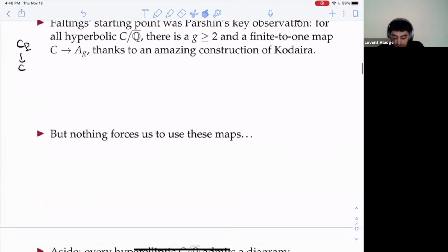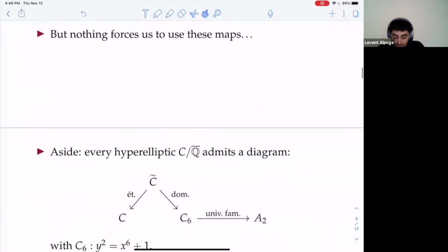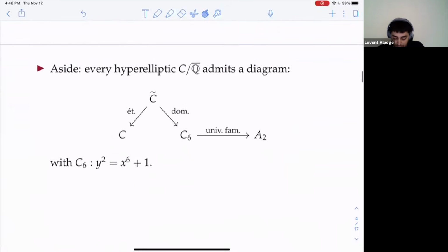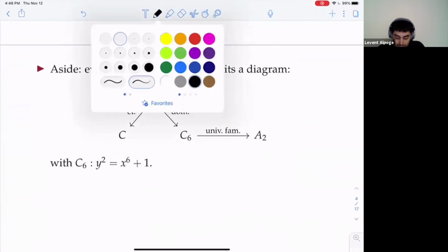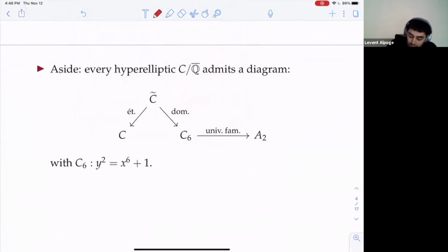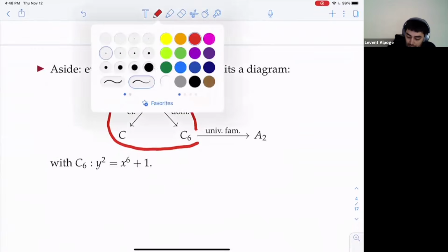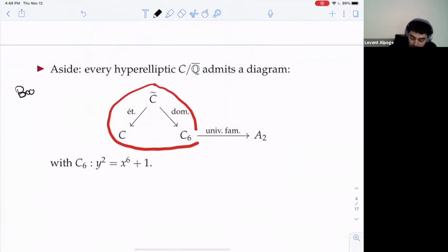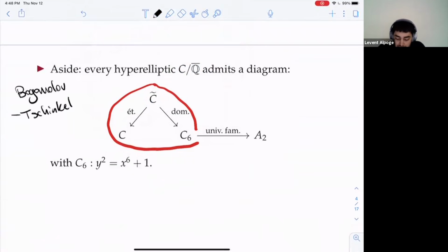But anyway, nobody forced us to use these maps. So I want to convince you that there are interesting families besides Kodaira's. So okay, let's try to remember how to do this. So this diagram is a diagram coming out of a theorem of Bogomolov and Tschinkel. I'll state exactly what it says, but it's in a paper about unramified correspondences.